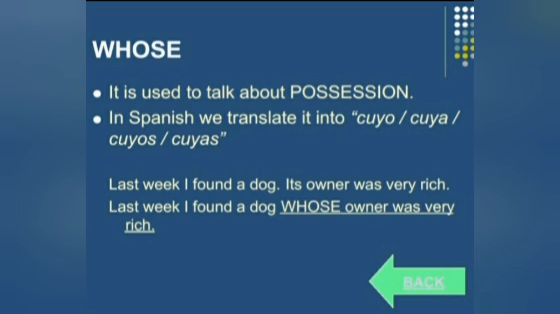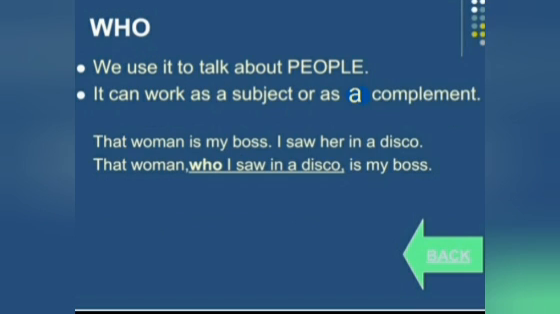Last week I found a dog whose owner was very rich. So here, whose is the relative pronoun connecting the two thoughts, and this whose is directing to whom? The dog. The dog is the possession. Kiska possession? Owner ka.